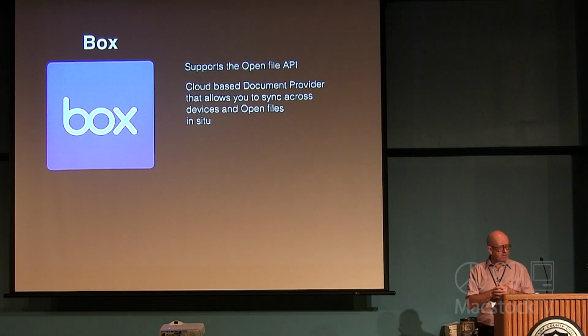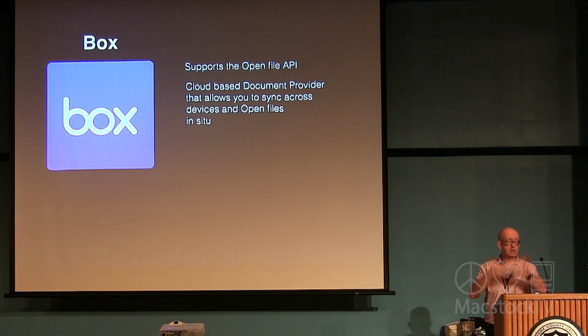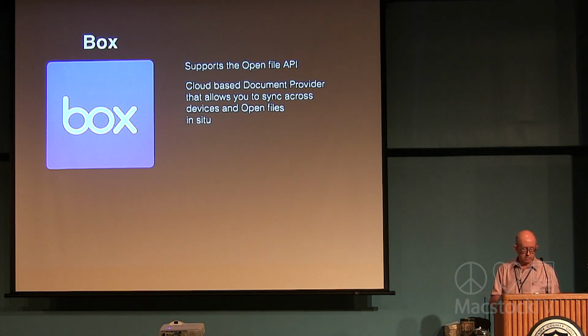If we compare and contrast that with Box, Box does support the Open File API. It's cloud-based, so we can edit files. It will synchronize across all our devices where we have Box installed. But crucially, it does allow you to open files in situ. And it's got really robust support for many apps, including Office 365. There's a ton of integration with Office 365.